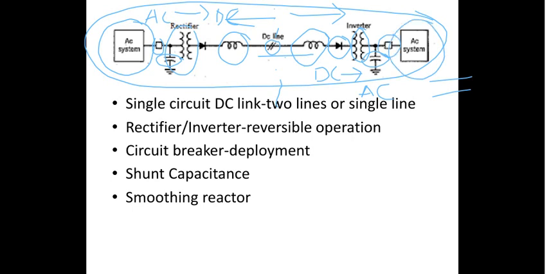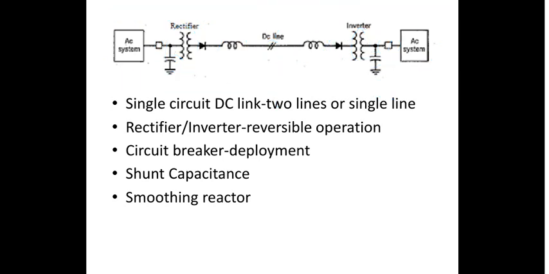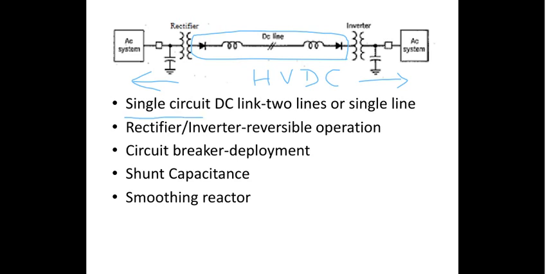Now if you look at this particular diagram, this part represents a typical HVDC link, and on either side of this you have the conventional AC components. This is called a single circuit DC link. Could it be two lines or a single line? I will tell you the meaning of two line or single line depending upon the different links that are used in the HVDC system.